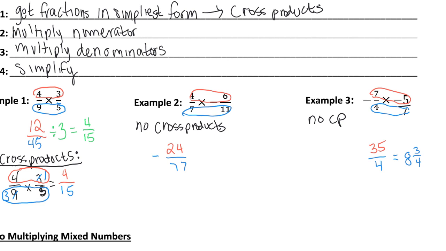Number 3 had times a negative 5. With fractions, a whole number can always be put over 1. Okay, so that's what I did there. I put this -5 over 1. So I did 7 times 5 is 35. 4 times 1 is 4. Negative times a negative keeps it a positive. And then I just simplified.